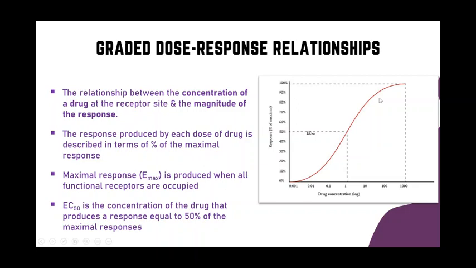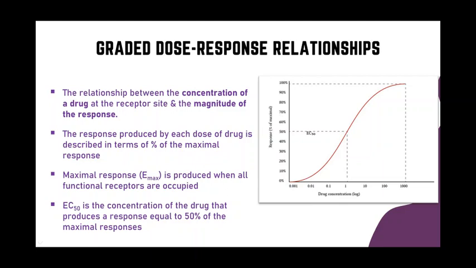As I mentioned earlier, the binding of the ligand to specific receptors can produce a biological response. This response, as you can see in this chart here, is a graded effect, meaning that the response is continuous and gradual. With increasing drug concentration in log mode on the x-axis, there is an increase in the biological effect on your y-axis until the maximum effect is achieved. And you can see here the curve becomes sigmoidal in shape. The response produced by each dose of drug is described in terms of percentage of the maximal response.